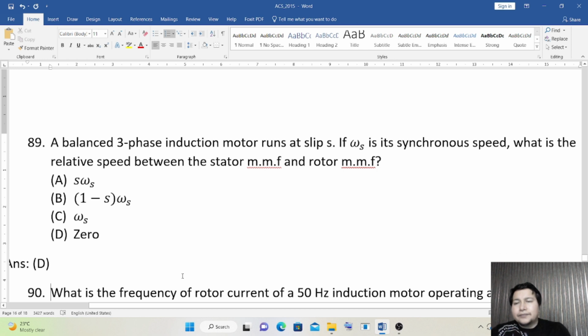Question 89: a balanced three-phase induction motor runs at slip S. If omega s is the synchronous speed, what is the relative speed between the stator MMF and rotor MMF? It is a set of formula. Option D, the correct answer is 0.